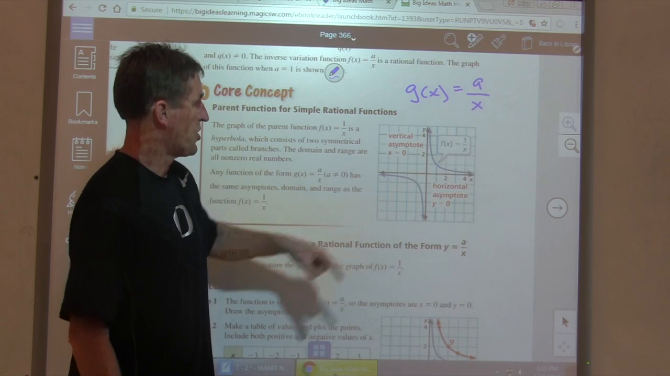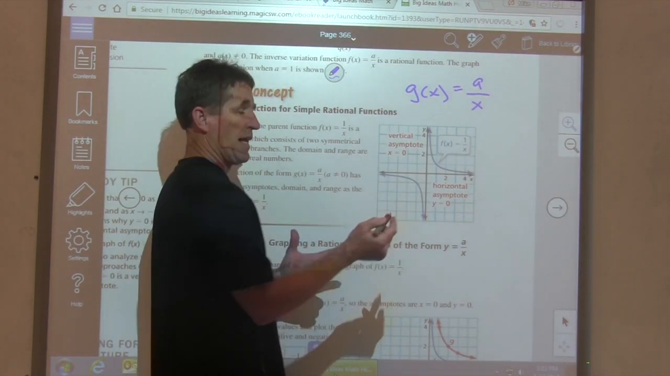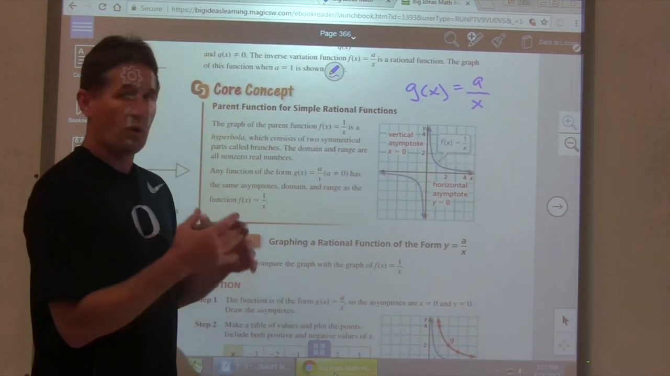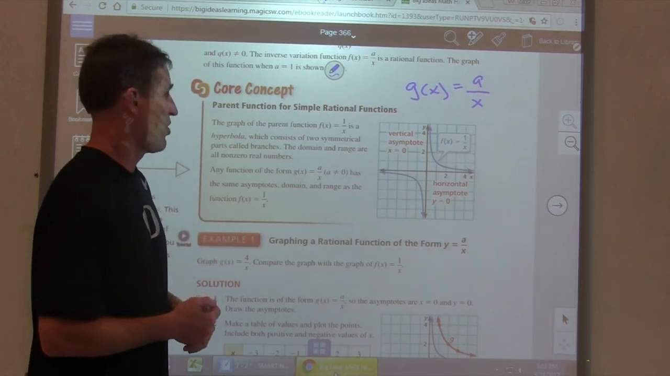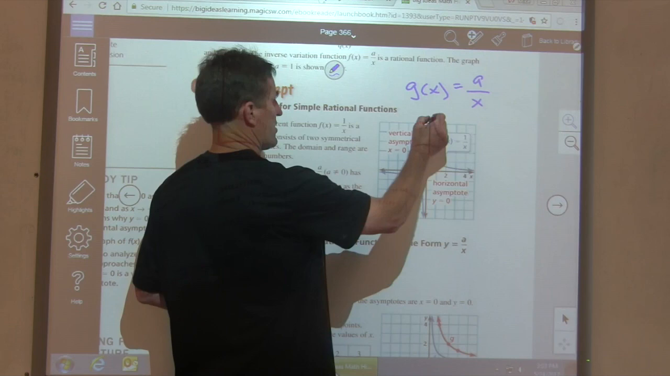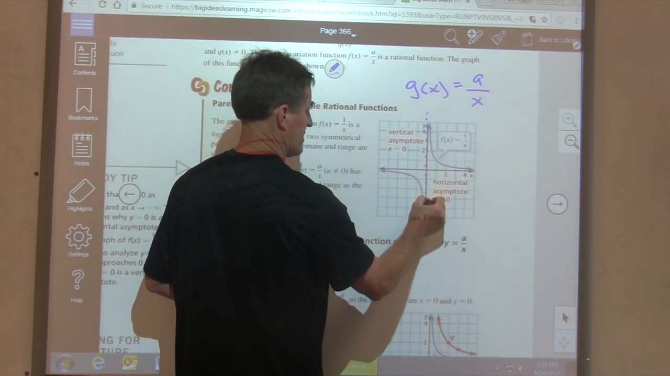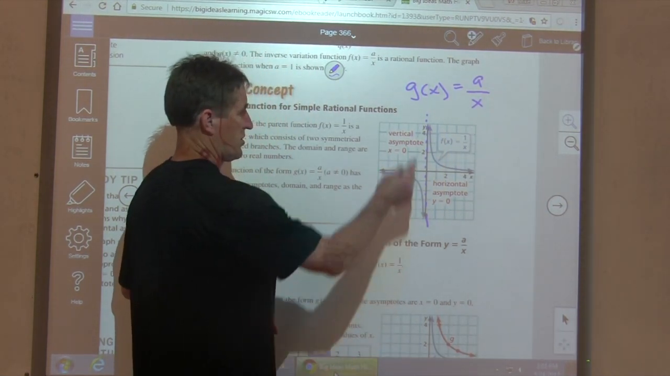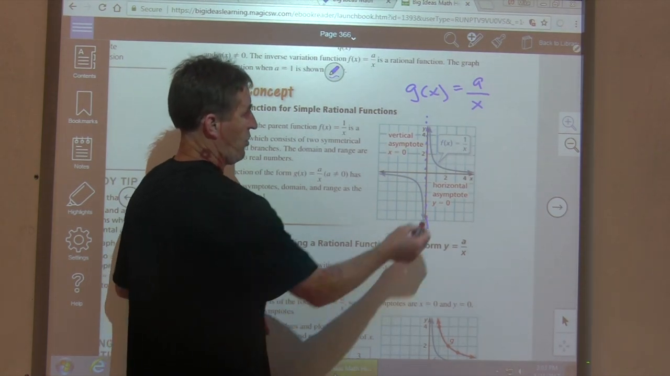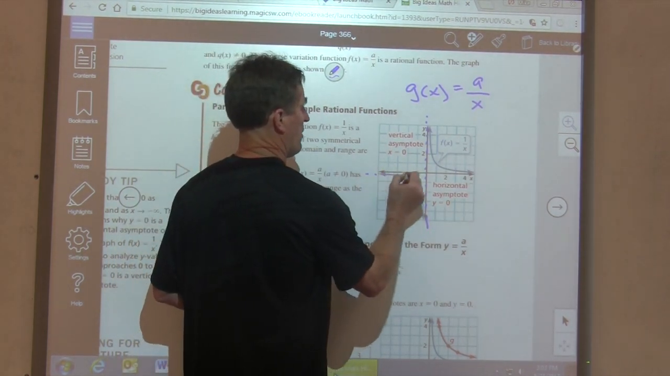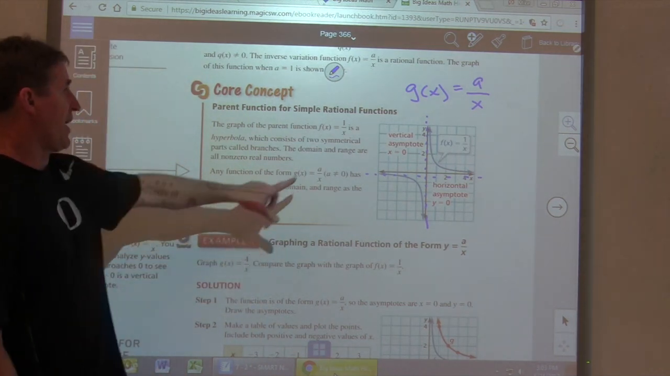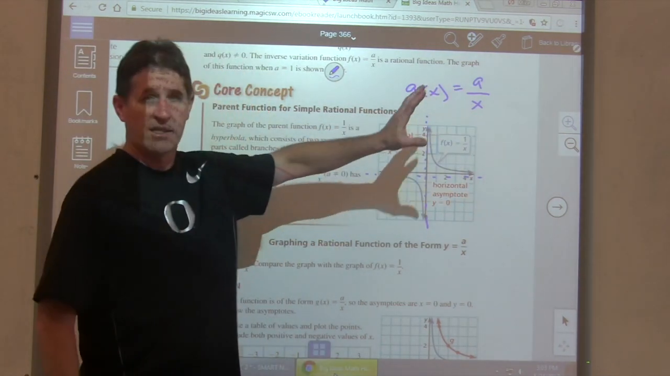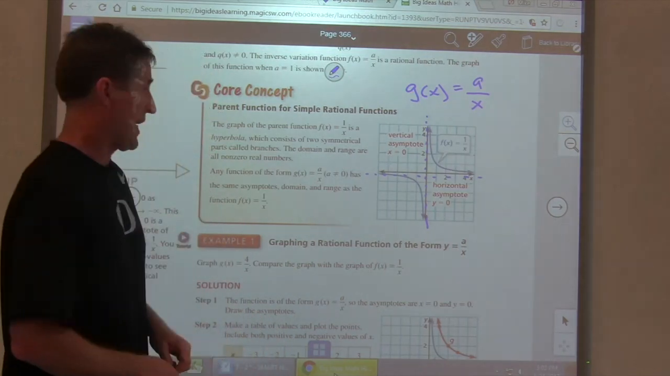Remember, asymptotes are vertical lines or horizontal lines or just any line that a graph approaches but does not cross. And so our vertical asymptote is going to be here at x equals 0, so the vertical line running up and down, and our horizontal asymptote will be at y equals 0. And that will be any time it's in the form of 1 over x or any number over x. That's where your vertical and horizontal asymptotes will be.